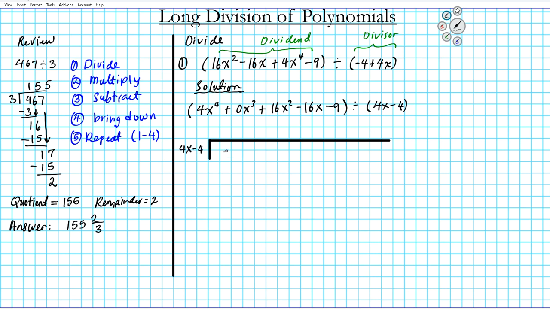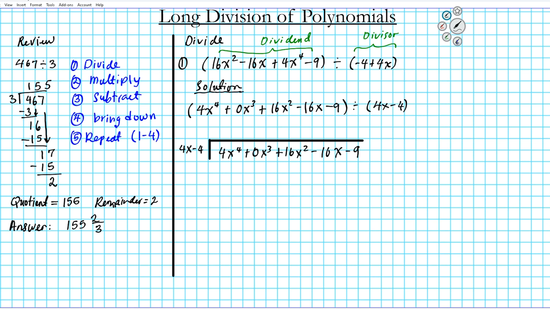And then your dividend underneath the long division bar, 4x to the 4th, plus 0x to the 3rd, plus 16x squared, minus 16x minus 9. Okay, let's do it. So here, we're going to start by dividing. So what on earth do we divide?